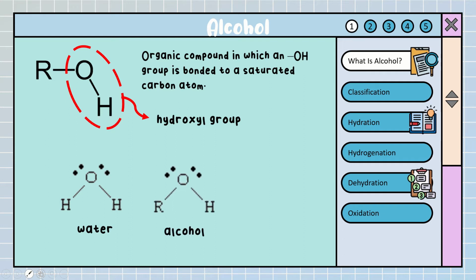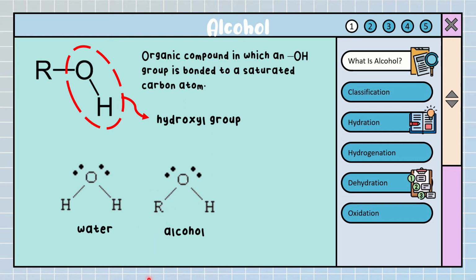Since alcohol is considered a derivative of water, you can notice here in the structure, the chemical formula of water is H2O, or two hydrogens and one oxygen. Instead of having the hydrogen, we have the R group in the alcohol. That's why it's considered a derivative of water.